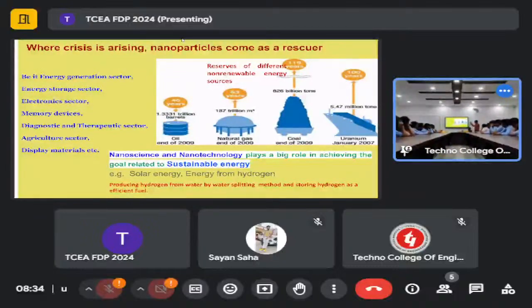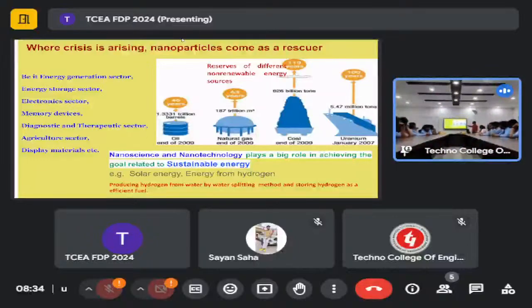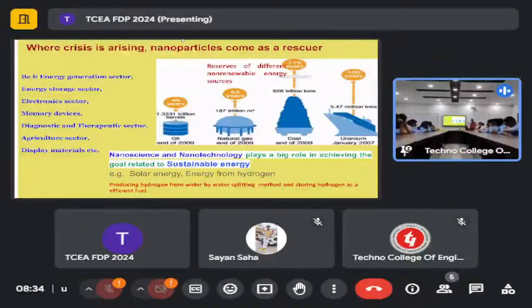Now, where the crisis is arising, nanoparticles or nanotechnology come as a rescuer actually. In the next 50 years, the oil will just end up, natural gas will just end up. There will be a huge crisis, and the next generation will face the heat of that crisis. So the reliever is nanotechnology, or the reliever is the renewable energy sources.